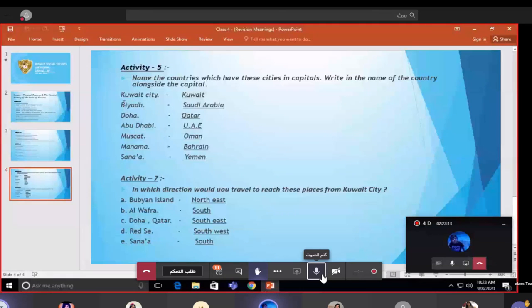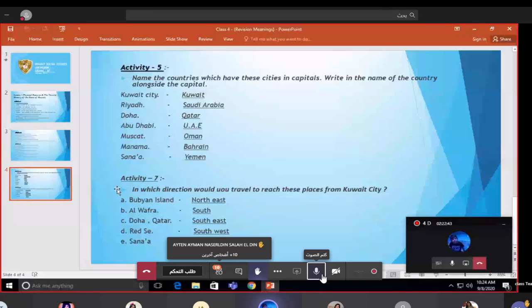I have asked only Yasin to read now at present. We'll be going in order now, okay? According to the roll number. Okay, Yasin, read. In which direction? Five or seven? Seven, my dear. Fast. Activity number 7.